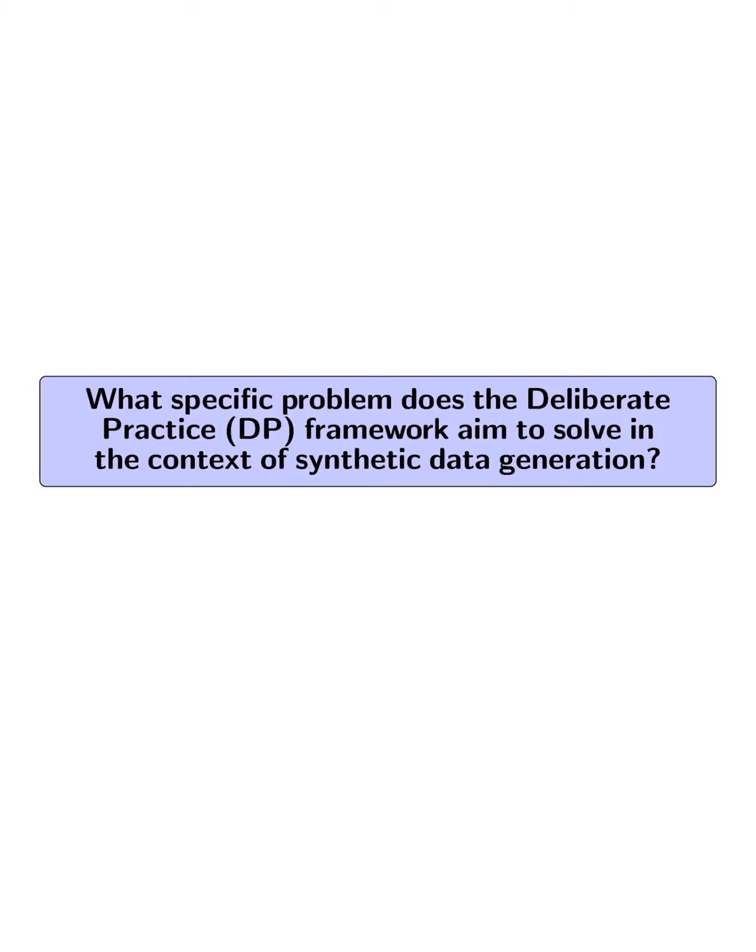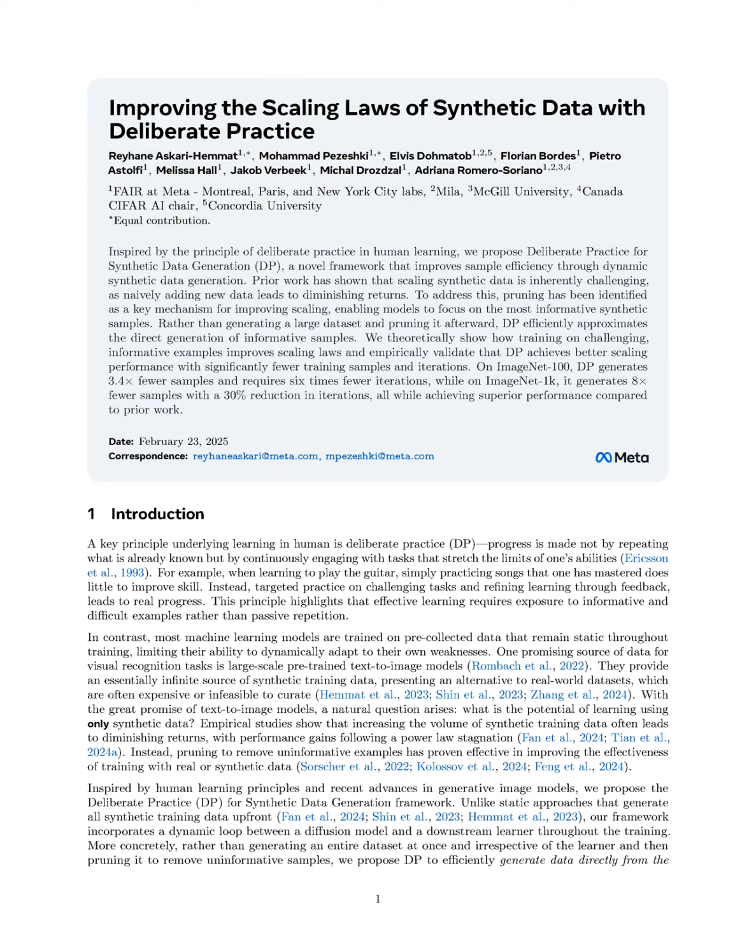What specific problem does the deliberate practice, DP framework aim to solve in the context of synthetic data generation? The deliberate practice, DP framework aims to solve the problem of inefficient training with synthetic data by dynamically generating only the most challenging and informative examples, rather than relying on a static dataset.